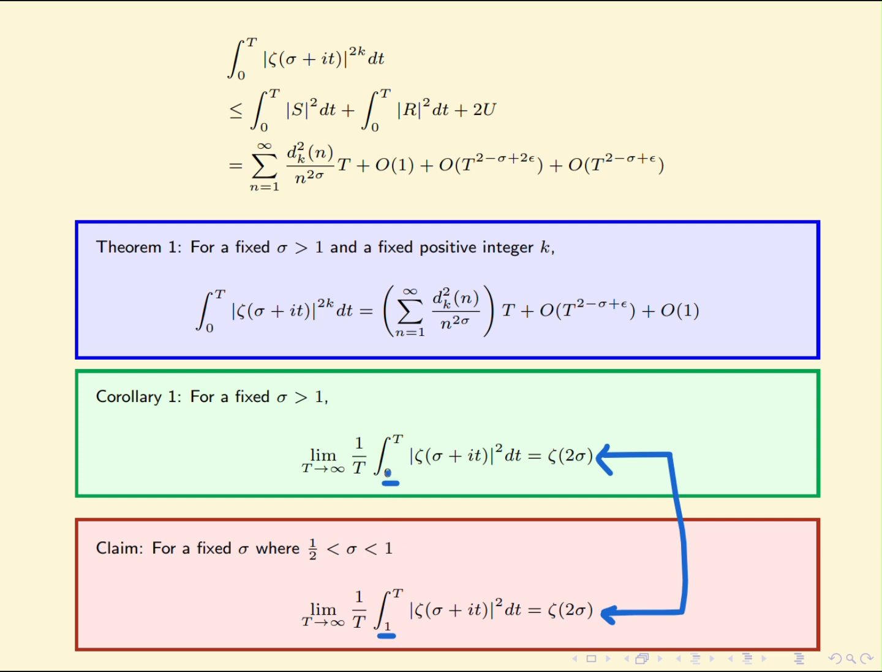is if you change the 0 to a 1 or any finite, fixed number, then the integral from 0 to 1 of this thing is just a bounded number. So when you take the limit of 1 over t times this thing as t goes to infinity, then 1 over t times a finite number goes to 0. So it doesn't really matter for this integral if you start at 0 or 1 or even 5 billion. You'll still get zeta of 2 sigma.